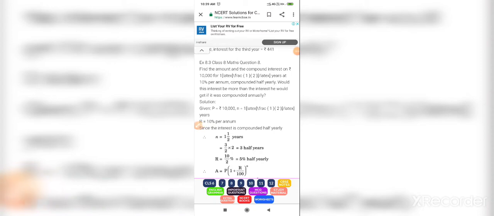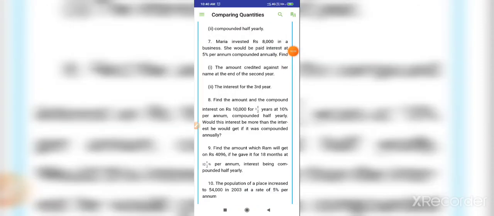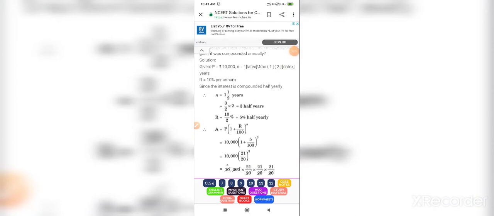Next question is question number 8. Find the amount and compound interest on rupees 10,000 for 1.5 years at 10% per annum compounded half yearly. Would this interest be more than the interest he would get if it was compounded annually? So it is clear from the question that principal is rupees 10,000, time is 1.5 years, rate is 10%.